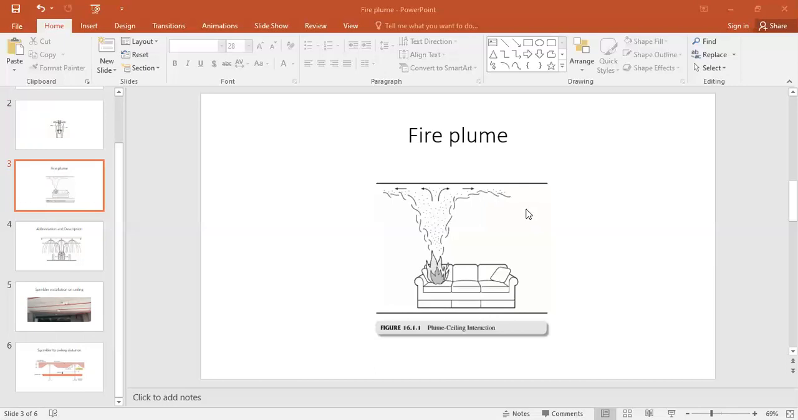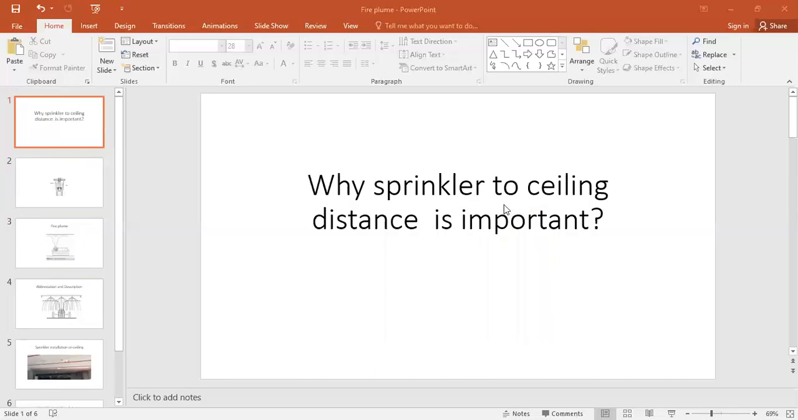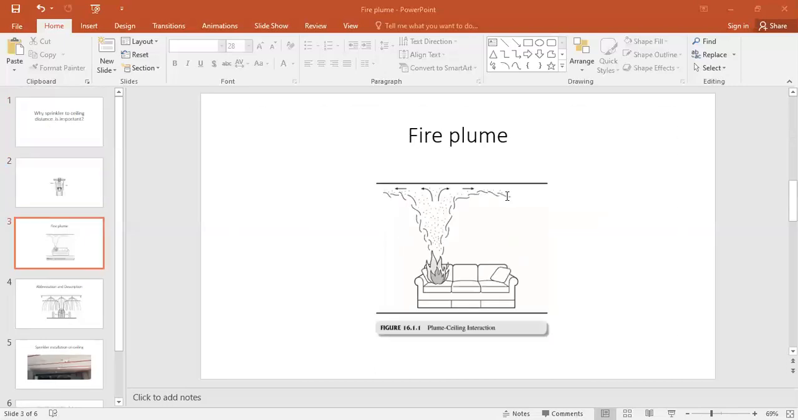As per today's discussion, we are getting two pieces of information. Our title is why sprinkler to ceiling distance is important. So two major points: the sprinkler is not activated by flame, it is activated by the fire plume, and if you put your sprinkler more than 300 mm from the ceiling, it will get delayed activation. This is the summary of today's video.